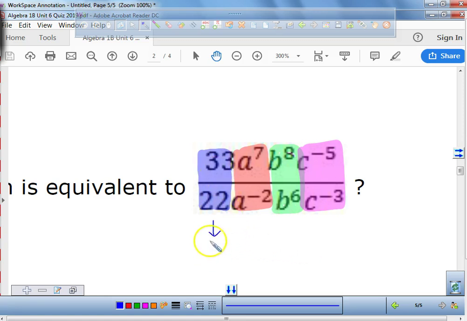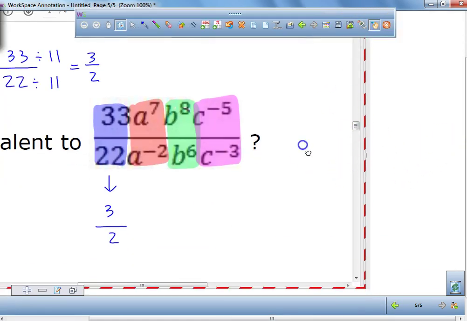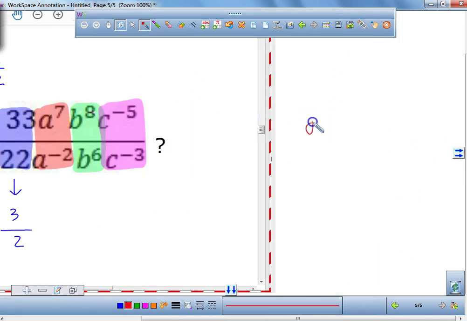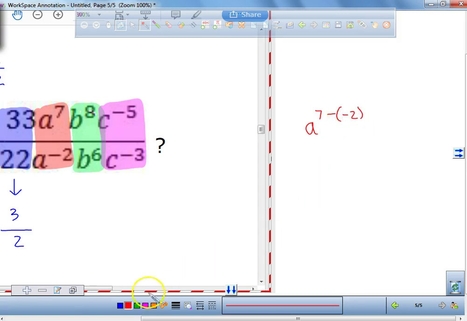All right. What can we reduce that to? What do you guys think we can reduce that to? 33 divided by 22, divisible by 11. 3 over 2. You got it. Boom. 3 over 2. Okay, so now we're going to do the A's, right? A to the 7 minus, predict what I'm going to write. Parentheses. That's right. Okay, there we go. B to the power of 8 minus 6. You didn't use parentheses there.